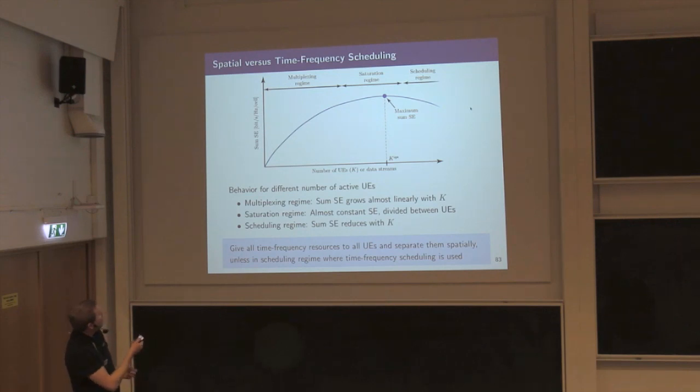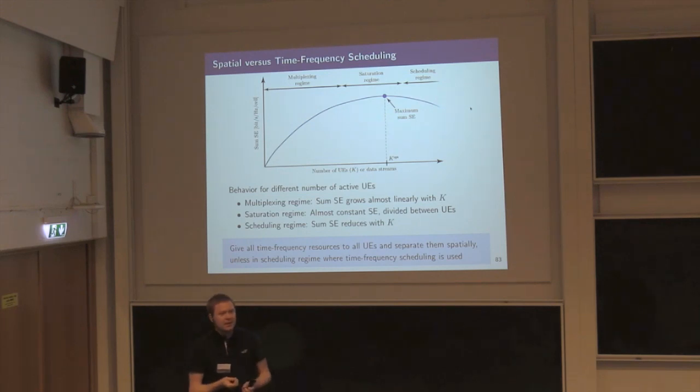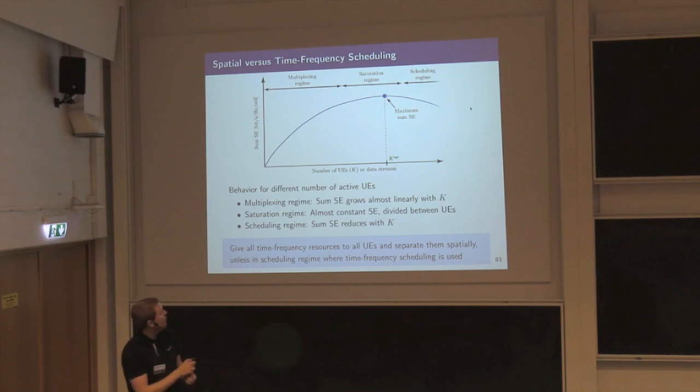But after a while, I come into a saturation regime where I'm adding more users into the system, but I have now so much interference between the users that I will not increase the spectral efficiency cake. I will just divide it between the users. So I can still add more users into the system and we get the same sum spectral efficiency, but less per user. And then eventually, I add so many users into the system that the sum spectral efficiency starts to go down. I call this the scheduling regime because you never want to be there.